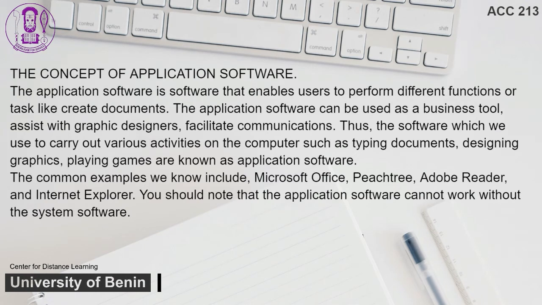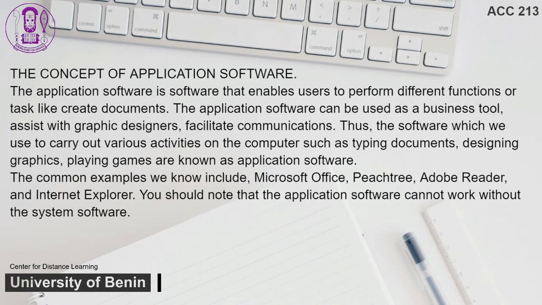Application software is software that enables users to perform different functions or tasks like creating documents. The application software can be used as a business tool, assist graphic designers, and facilitate communications. Thus, the software which we use to carry out various activities on the computer such as typing documents, designing graphics, and playing games are known as application software. The common examples we know include Microsoft Office, Peachtree, Adobe Reader, and Internet Explorer. You should note that the application software cannot work without the system software.